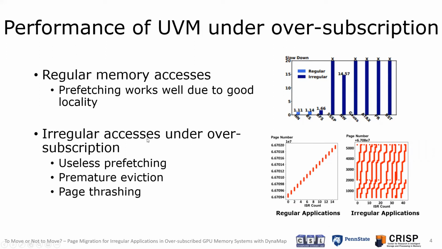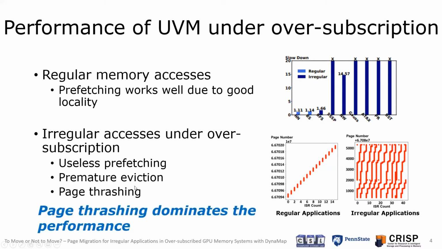We found that prefetching in this case is working so badly because of poor locality in those applications. And the runtime system evicts pages too early because of high memory pressure. And page thrashing happens so frequently due to the unpredictable access patterns. In fact, page thrashing dominates the whole performance. Worse still, the above two factors can even fuel thrashing.